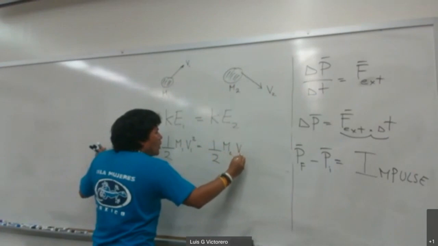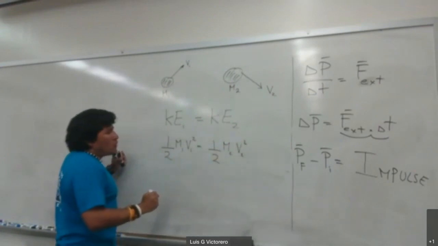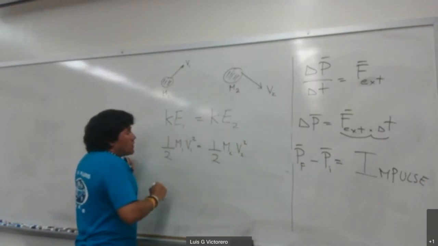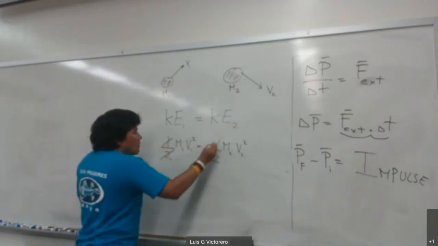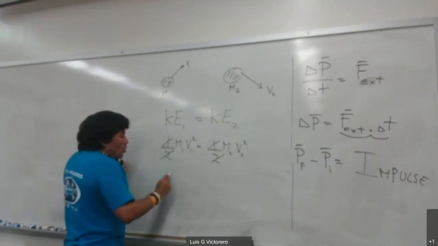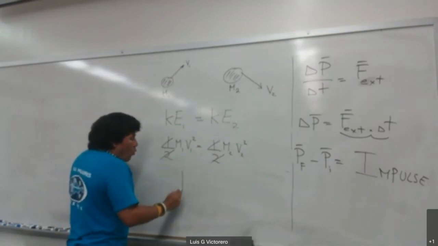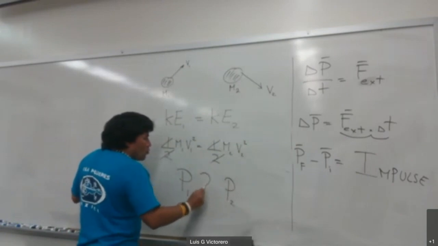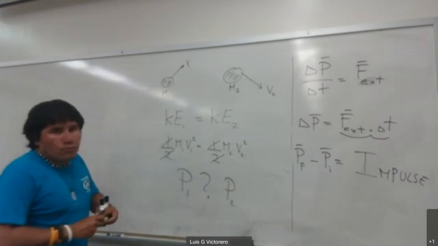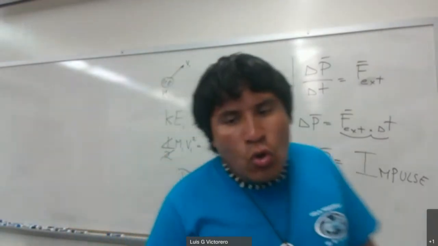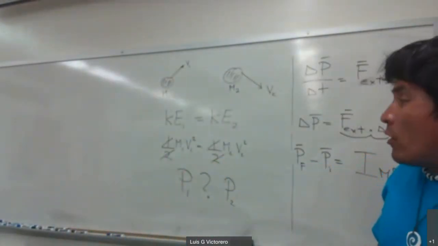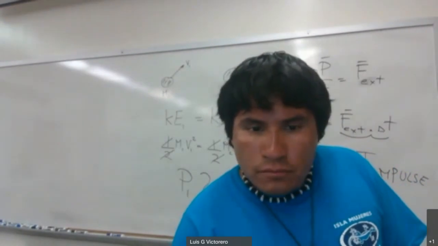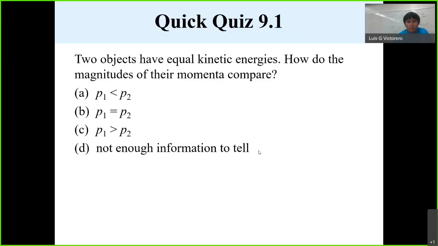So the only way you can tell anything about momentum is if you know something about the masses, or at least the velocities. You don't know anything about them. So you don't have enough information to know how P1 relates to P2. You don't know. They will have to give you something else to work on. So that will be the answer for that question: not enough information to tell.